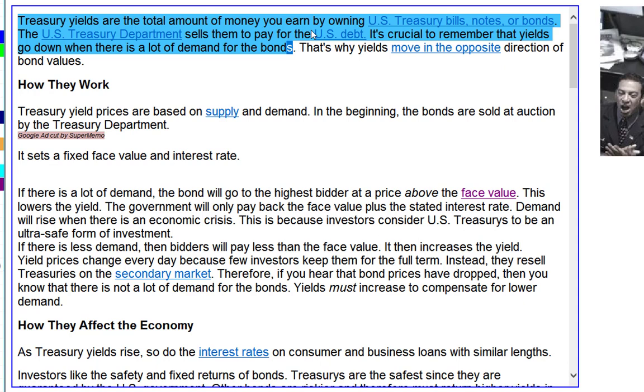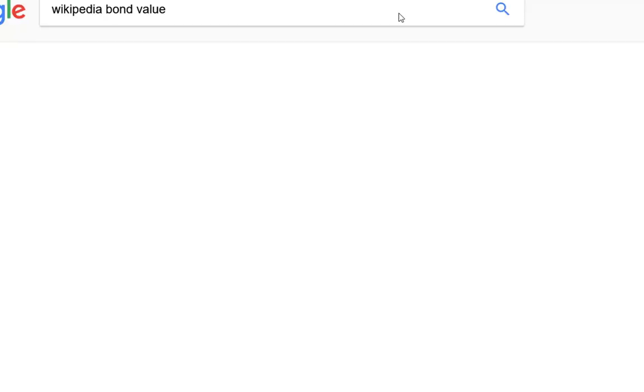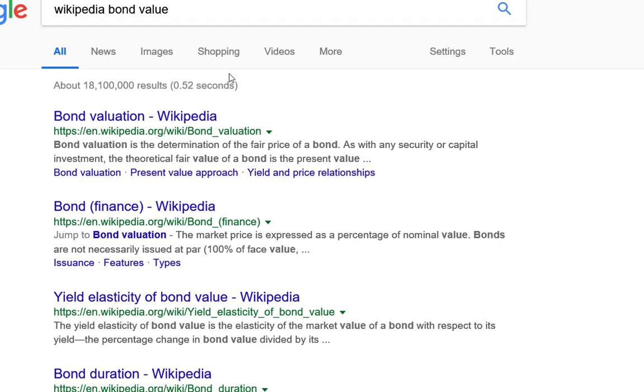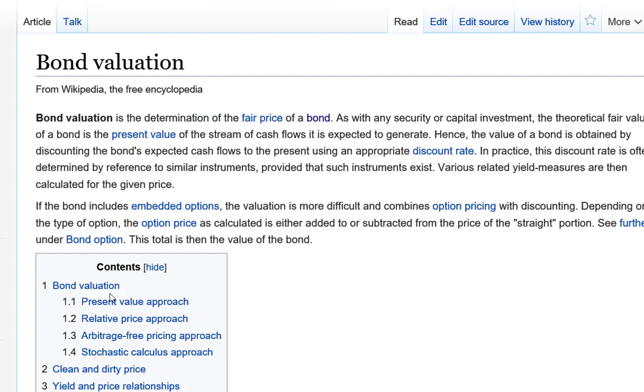That's why yields move in the opposite direction of bond values. Yields and bond value. Do bond value. Maybe let's get to Wikipedia. Bond value. Bond valuation. Bond finance. Yield elasticity of bond value. God, so many things to learn. I'm already going to knock up. Never mind. Bond valuation is the determination of the fair price of a bond.